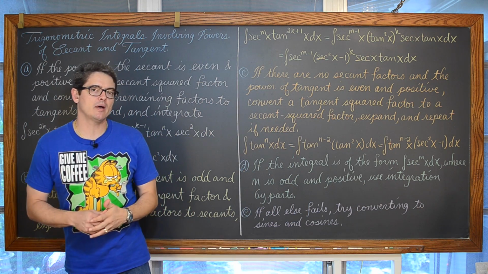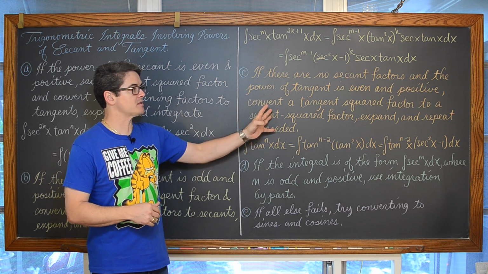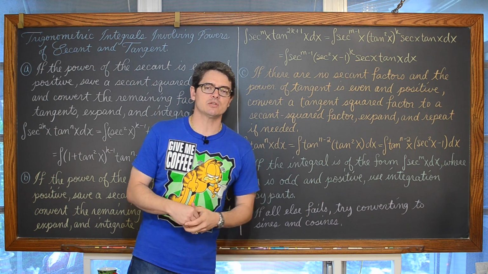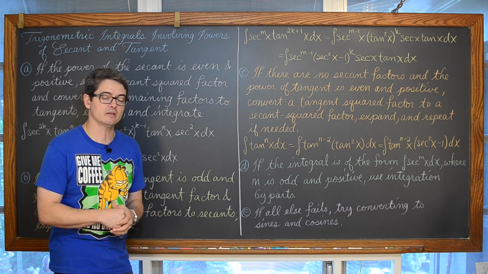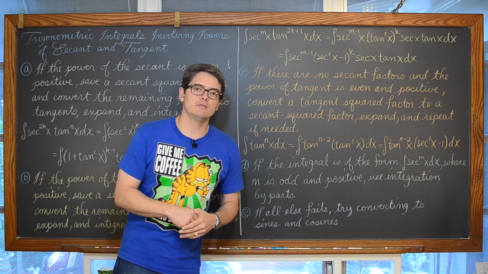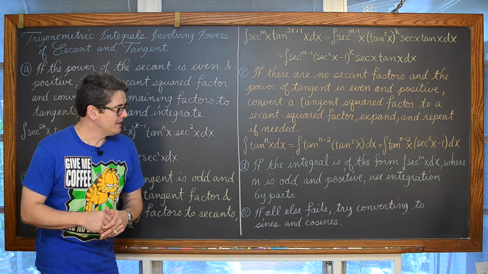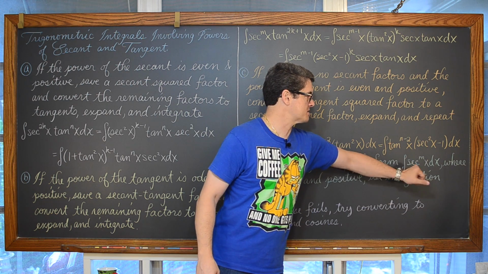My example is going to have no secant factors and a power on tangent which is odd, but we're still going to basically go through this process. It's just we'll have an extra factor of tangent, which we'll have to deal with just by using the basic integration rule for tangent, that the integral of tangent is equal to negative natural log of the absolute value of cosine.